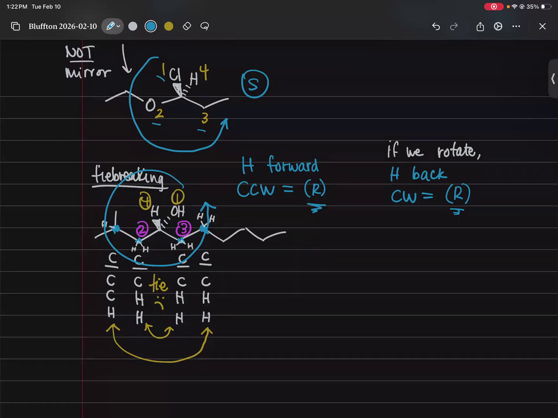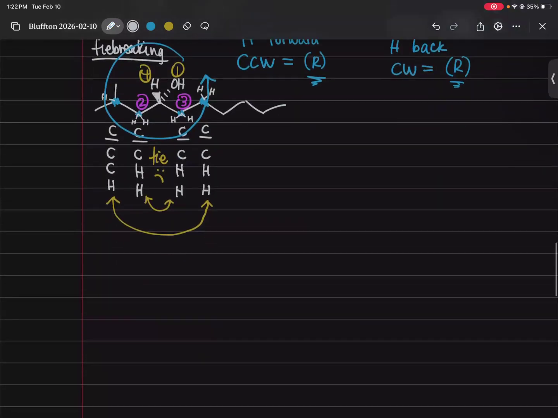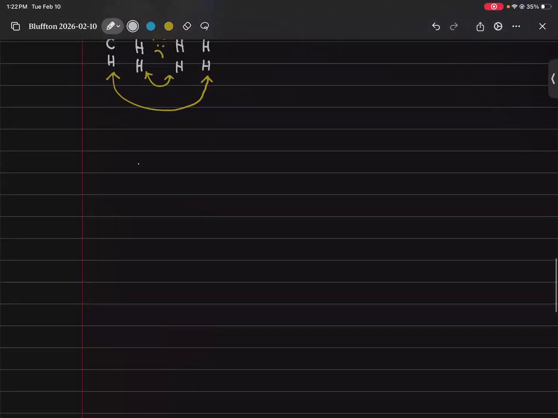Other questions on R versus S? Do we want to do one more example? We have time, so let's do one more. Let's do this bromine one that we saw earlier. I'm going to assign it a specific stereochemistry. So work on this for a second and tell me whether this is R or S. Let me figure it out because I don't know.